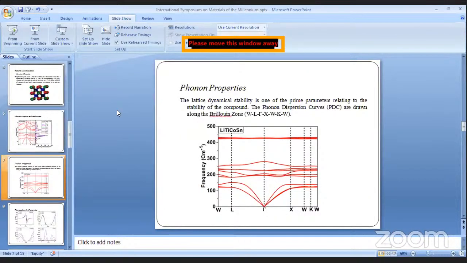This is the phonon dispersion curve, which is also known as the vibrational properties. It gives the vibrations of various atoms of the compound along the three axes, meaning in three-dimensional space. It can be categorized as the low frequency band and the high frequency band. The high frequency band is due to the lower mass of lithium than of the other atoms, because it has been observed that lower mass atoms vibrate with higher frequency and higher mass atoms with lower frequency.